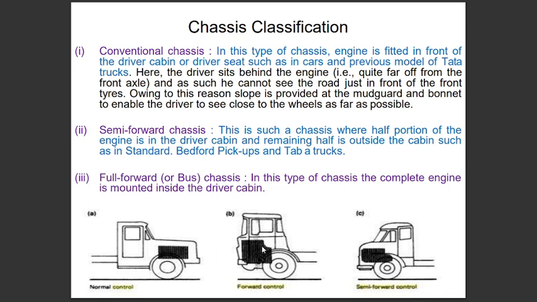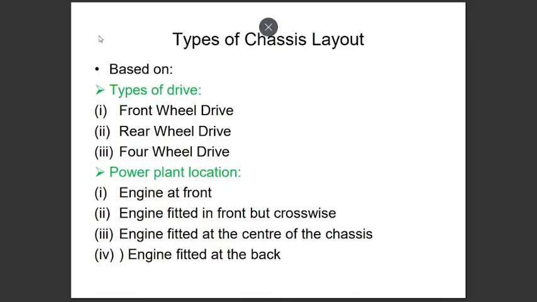This is forward control, where the engine is completely mounted inside the driver cabin. And this is option C, semi-forward control, where half of the engine is inside the driver's cabin and half is forward of the driver's cabin. Next, types of chassis layout based on type of drive: front wheel drive, rear wheel drive, four wheel drive.